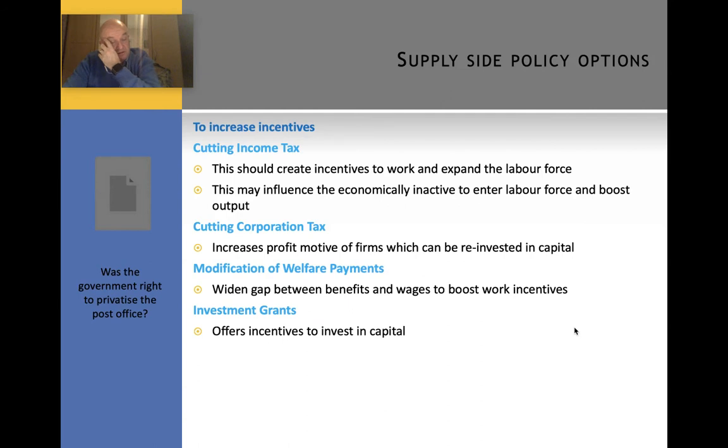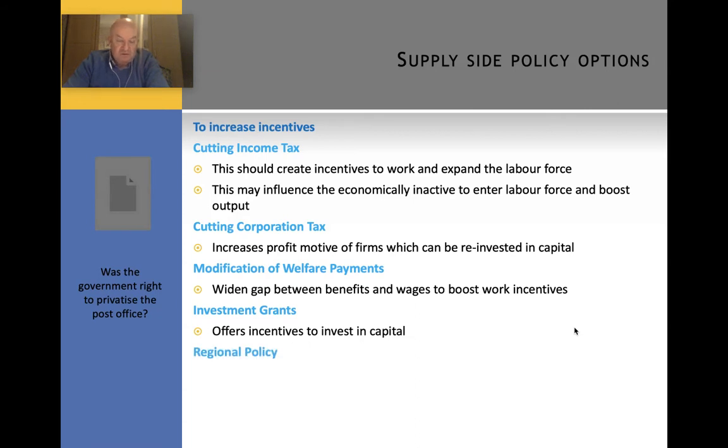Investment grants is another example. So offering incentives to invest in capital, like improving machinery or using greater tech to try and improve the overall productive capacity of each individual firm. So investment grants are another type of supply side policy that can be considered.